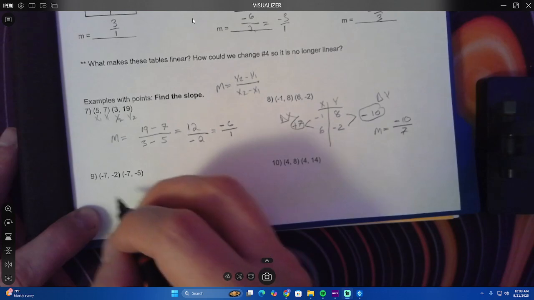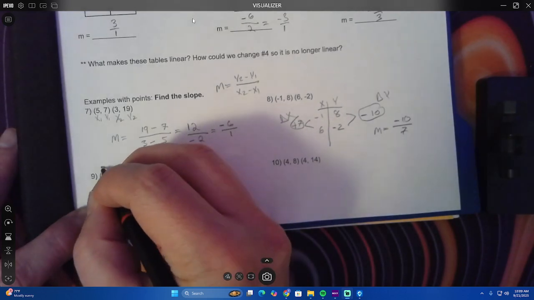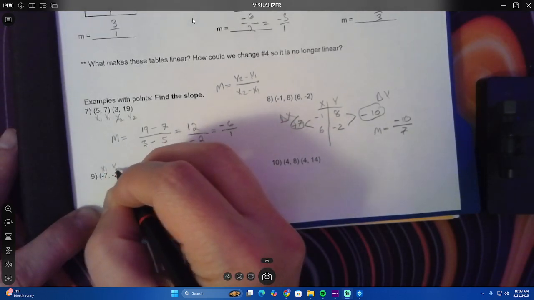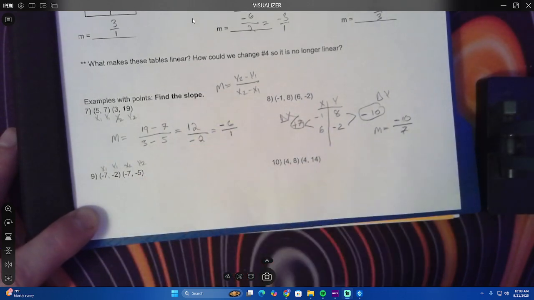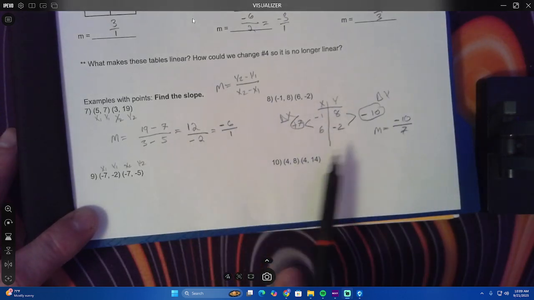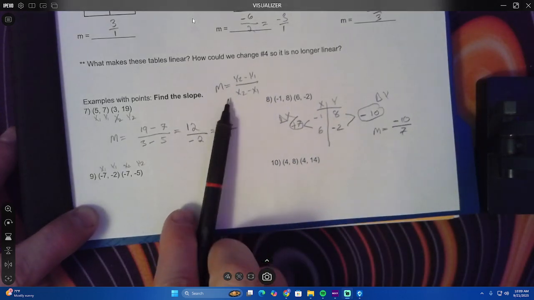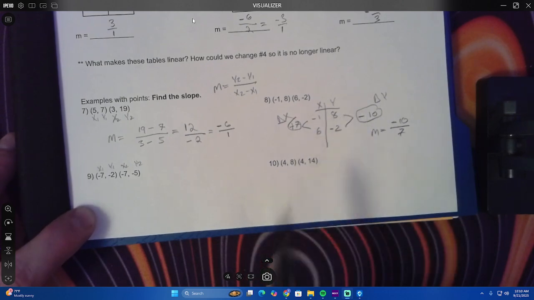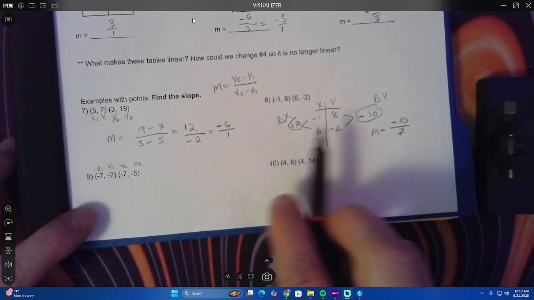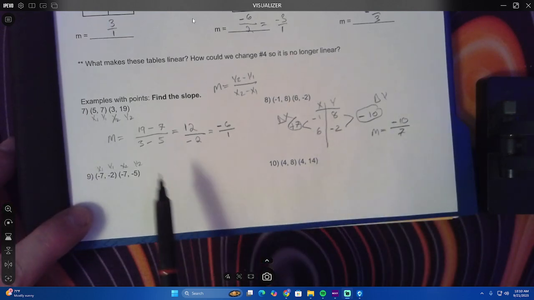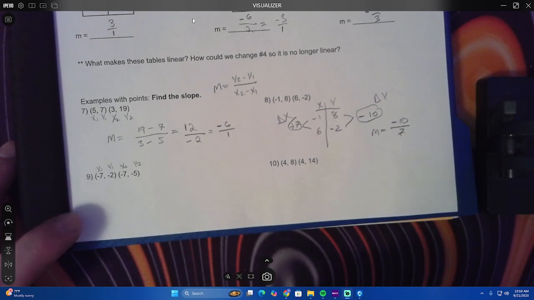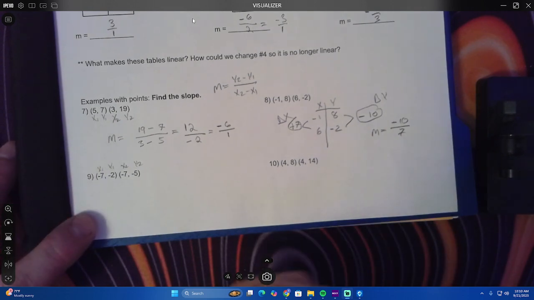Here, I'm going to use my slope formula again, my x1, my y1. This is my x2, my y2. One thing I want to show you is that you can do these many ways. I can use my formula. I can also use that table method as well. This is something that you want to pick the option that works best for you. There's no right or wrong way to do these.